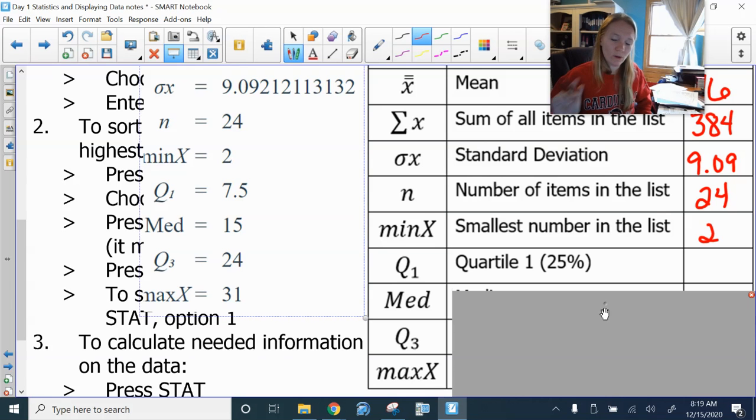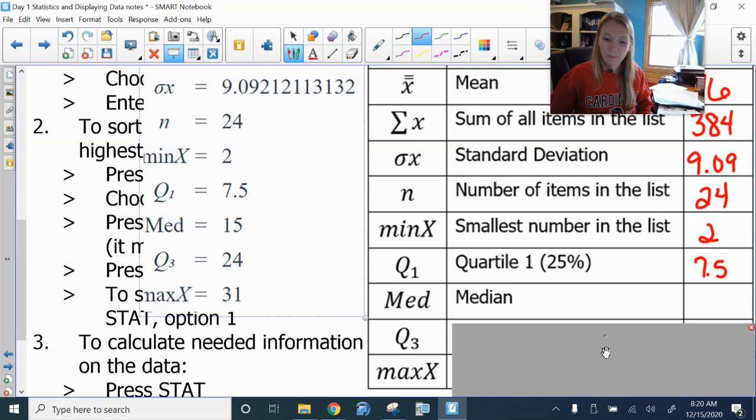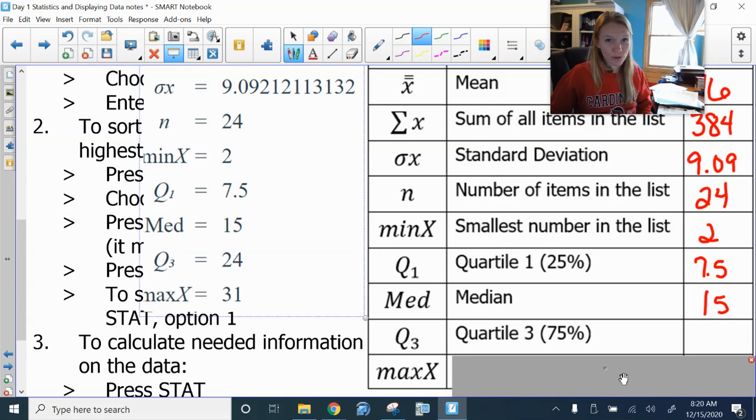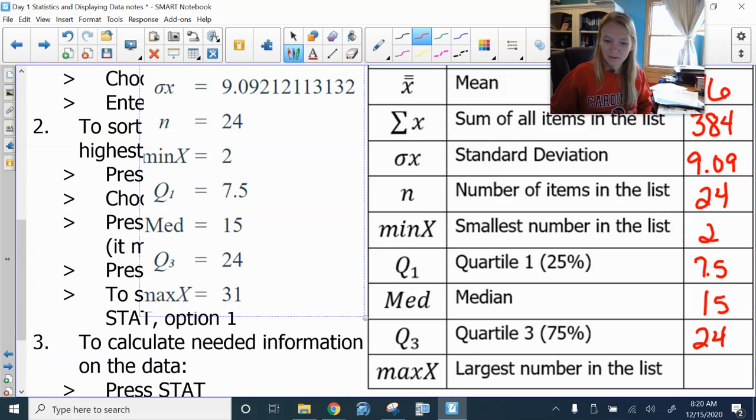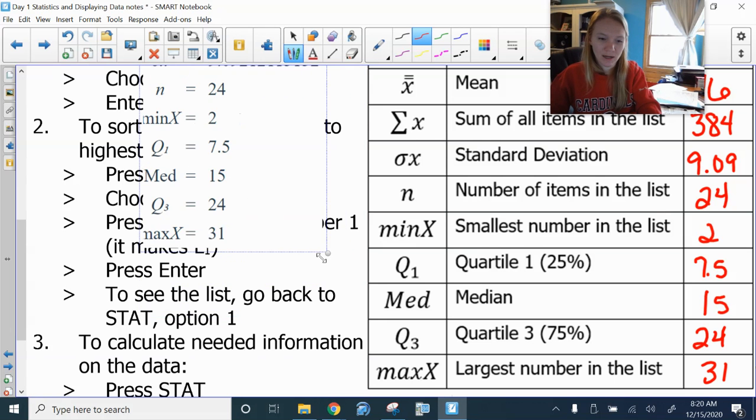Q1 refers to quartile 1. I'll talk about that more in just a second. 7.5. Med refers to median, not medium, median. Q3 refers to quartile 3, or the top 75% of the items in the list. And the max, which is exactly what it sounds, that's your largest number. So the highest number in the list is 31, which makes sense because there's 31 days in a month.